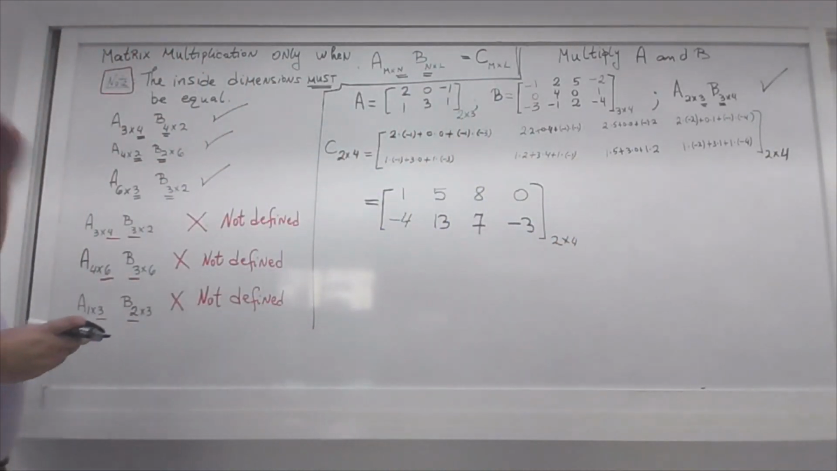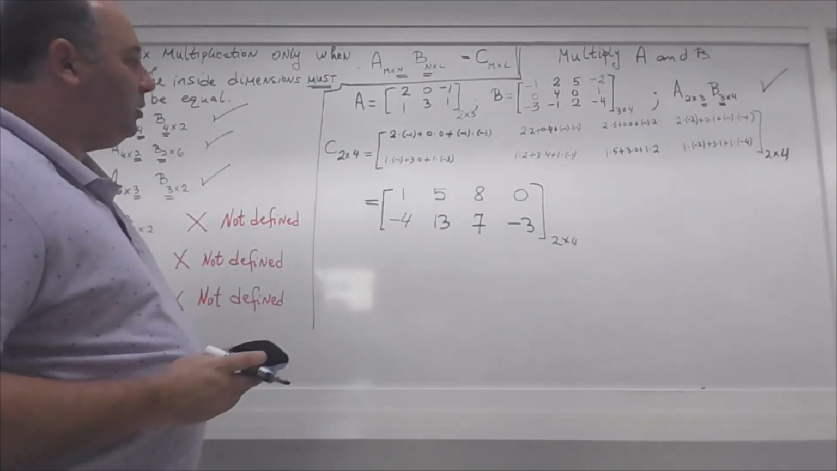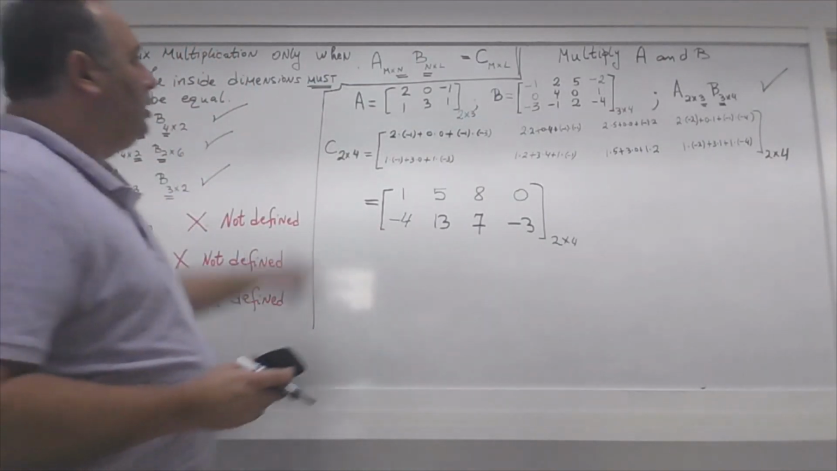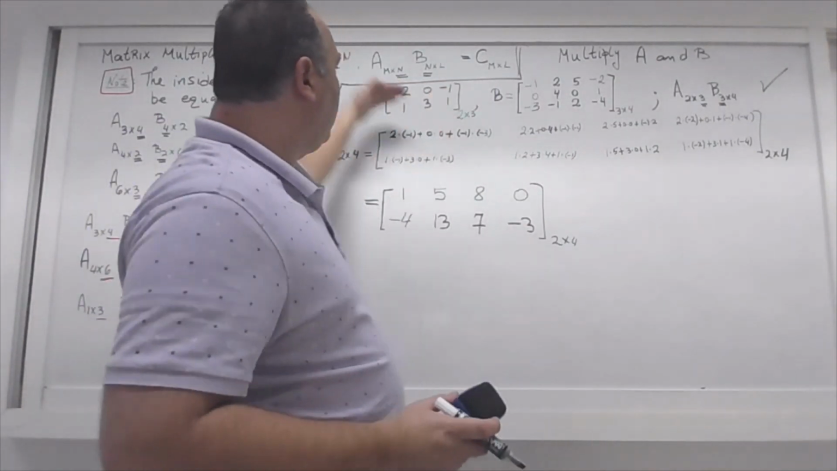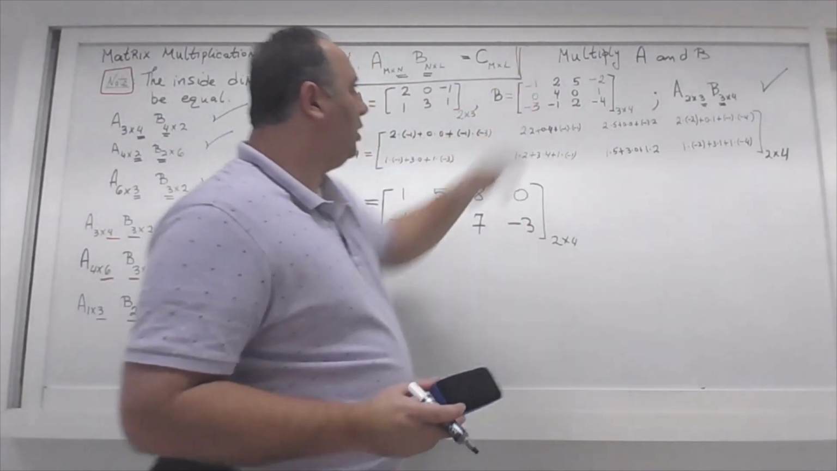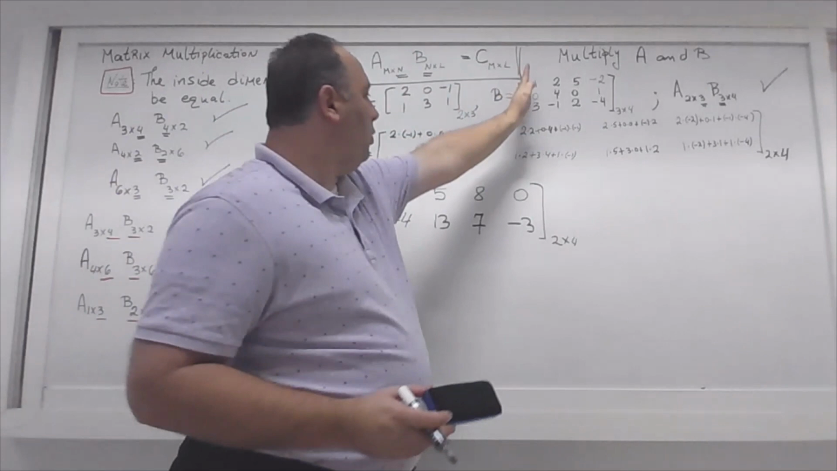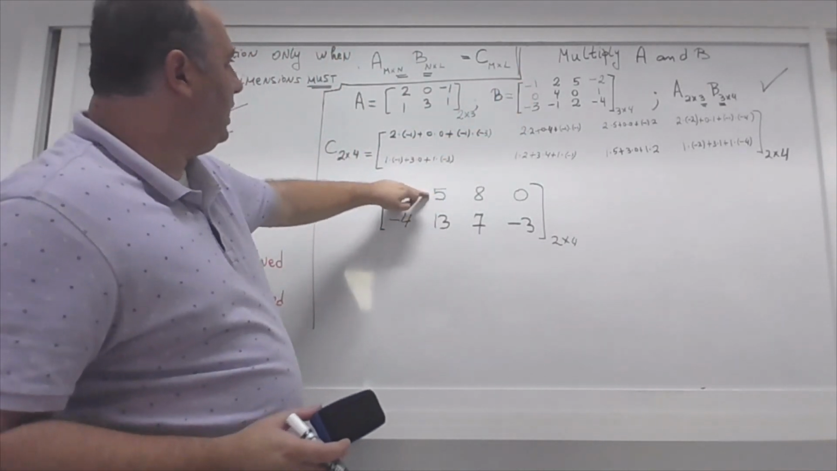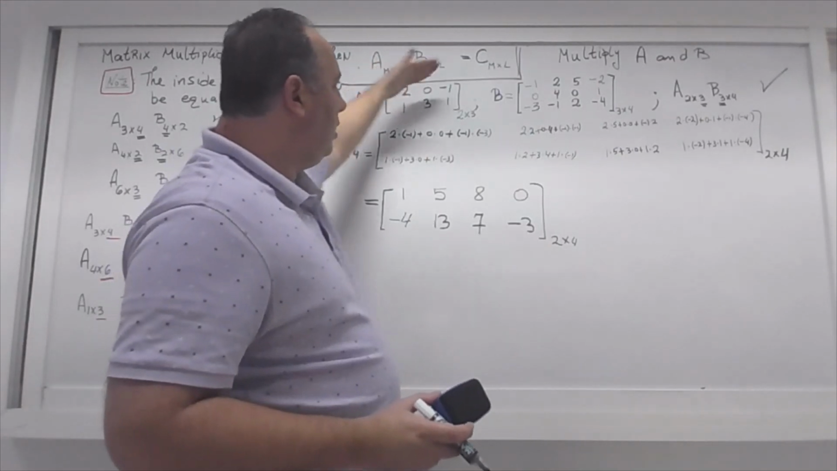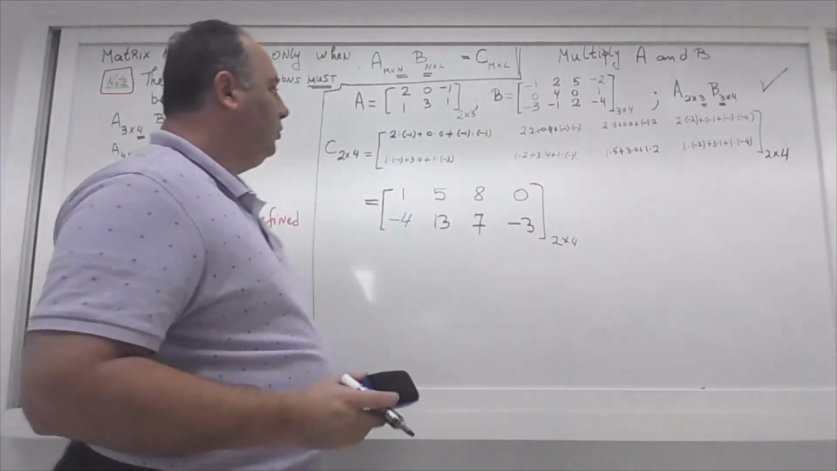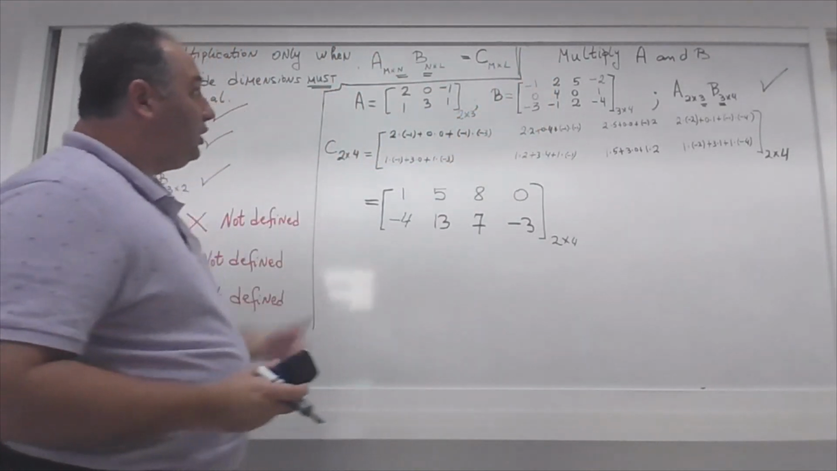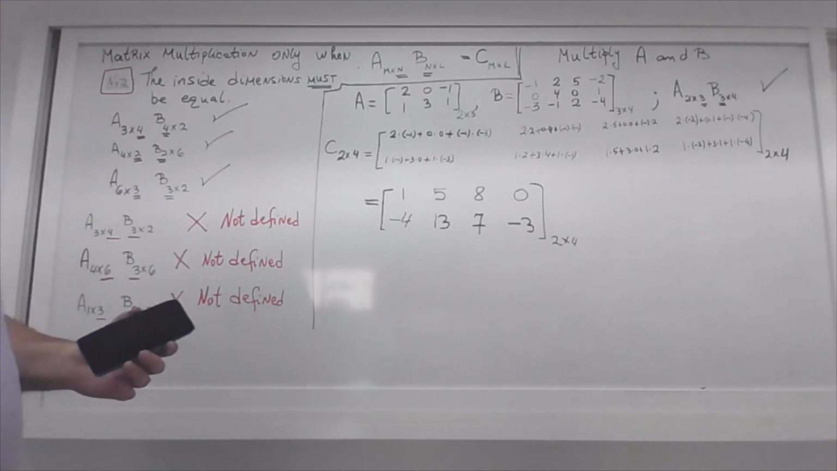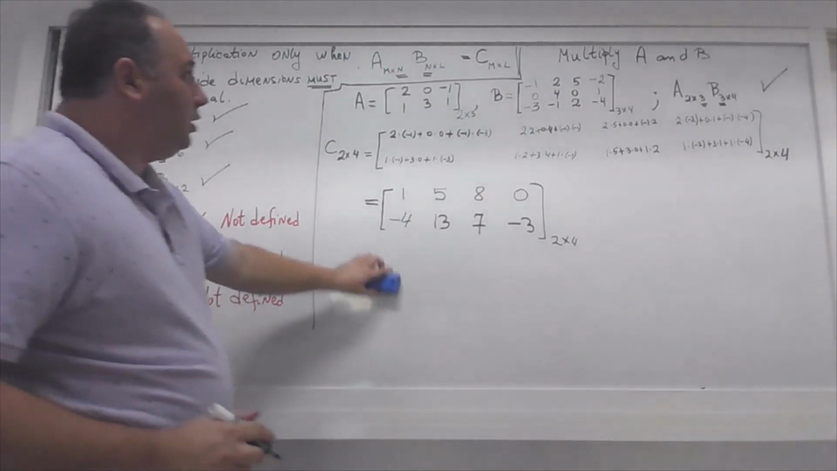So the matrix C, the product of A and B, is this matrix here. How do we get it? By doing the dot product of rows with corresponding columns. So row 1, column 1 gives us entry 1,1. Entry 1,2 is obtained by row 1 dot product column 2. So the order of matrices is important. That's something that we are going to see very quickly.